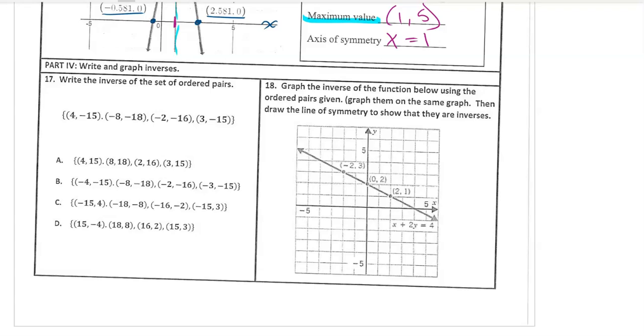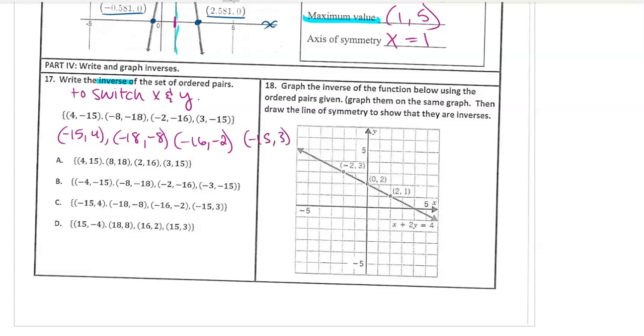Number 17, write and graph inverses. Write the inverse of the set of ordered pairs. Well, what does the inverse mean? The inverse literally means to switch x and y. So that's what we need to do here. Our first ordered pair is 4, -15. So our inverse of that would be -15, 4. Our next point is -8, -18. So we switch x and y. And the next one, -16, -2. And the last one, -15, +3.